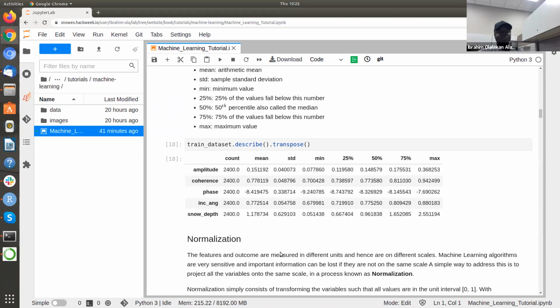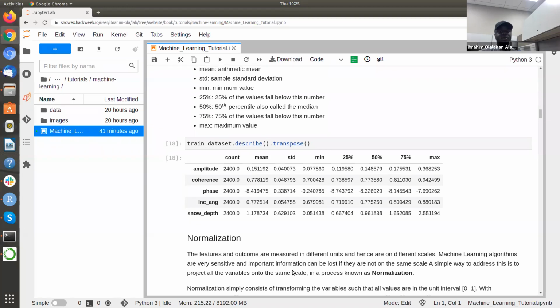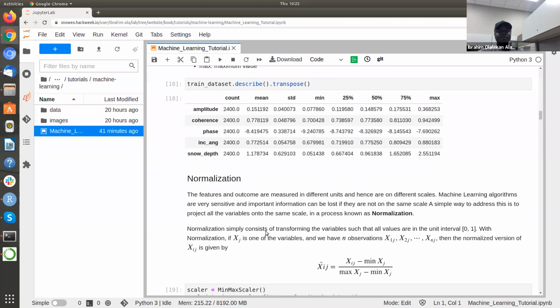For this tutorial, I'm going to stick with the normalization, which just consists of transforming all the variables to a unit interval, 0 to 1. That is, when you transform your variables, all of the variables are going to take values in the range 0 to 1, with the minimum value of each of the variables being 0, and the maximum value being 1. And this is achieved using this formula.